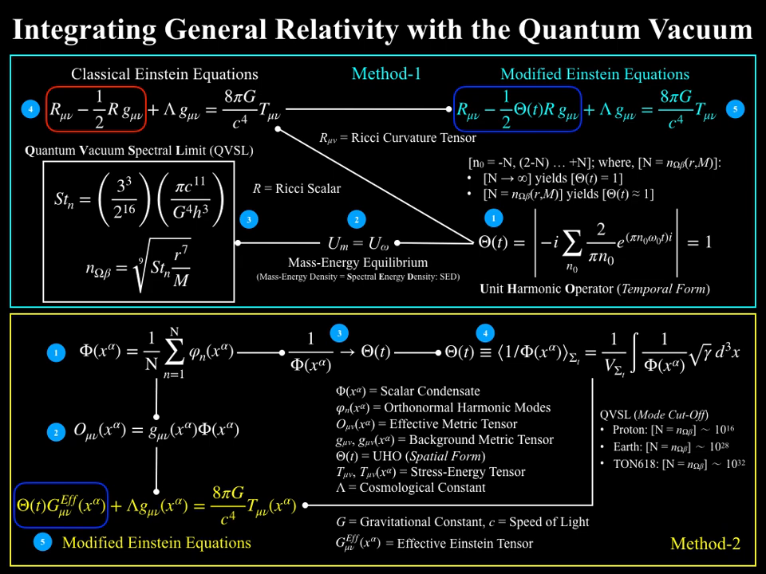The effective metric is the central geometric object. It integrates quantum vacuum fluctuations into general relativity whilst leaving all classical predictions intact. The effective metric is then embedded within the effective Einstein tensor. The effective Einstein tensor is the curvature term in the modified equations. It encodes quantum vacuum effects via the scalar condensate and reduces to the classical Einstein tensor when those effects are negligible. In other words, it bridges the quantized vacuum structure with classical gravitational dynamics.